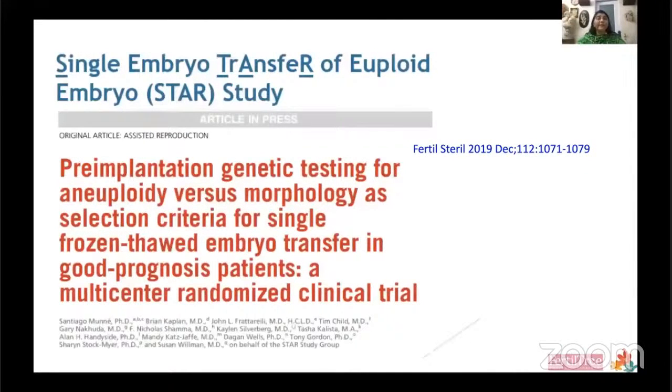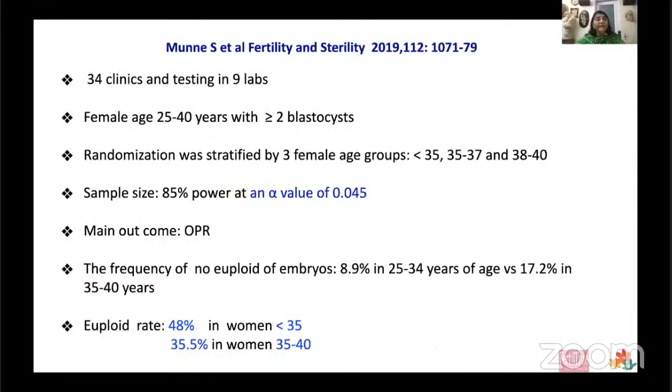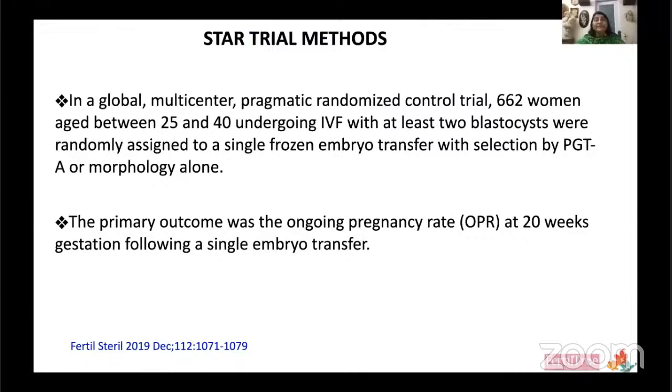All of you must get familiar with the STAR trial, which was done by Munné and his group. This consisted of about 34 clinics and testing in 9 labs, and they had women between the ages of 25 and 40 years who had at least 2 euploid blastocysts. And the main outcome was the ongoing pregnancy rate. Now look at this. This was a multi-center trial which involved more than 600 women in this age group, and they were randomly assigned to a single frozen embryo transfer with selection either by PGT or only by morphology, and the primary outcome was the ongoing pregnancy rate.